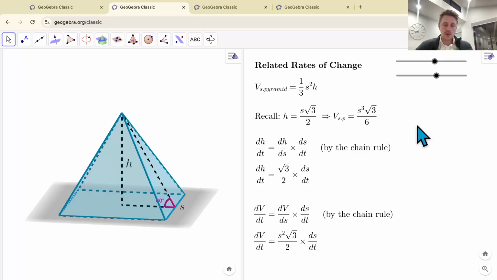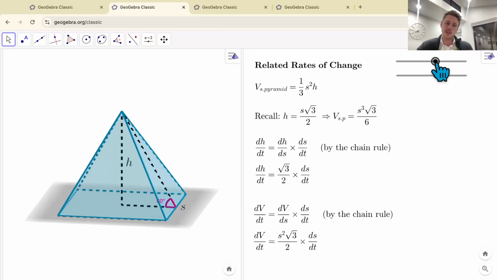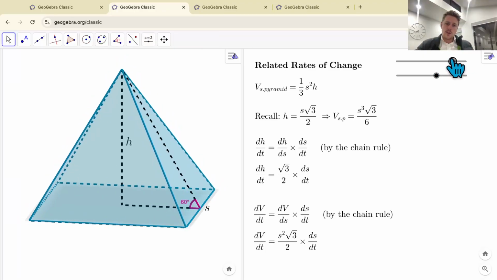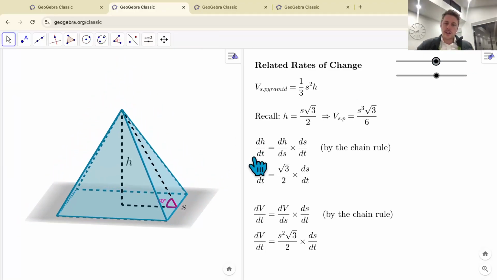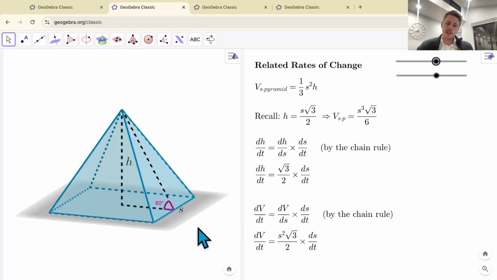Okay, and so what we can do now is start to relate the rates of change together by the chain rule. So if we were interested in how the height changes as time passes, we could say by the chain rule that dh/dt is equal to dh/ds by ds/dt. And we know that dh/ds is just root 3 on 2, because if you differentiate this, the s just drops out. And that should make sense.